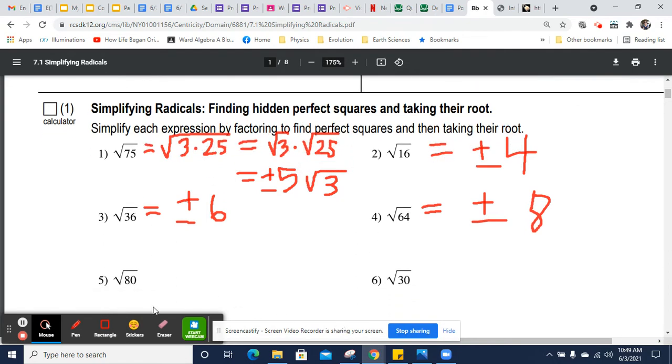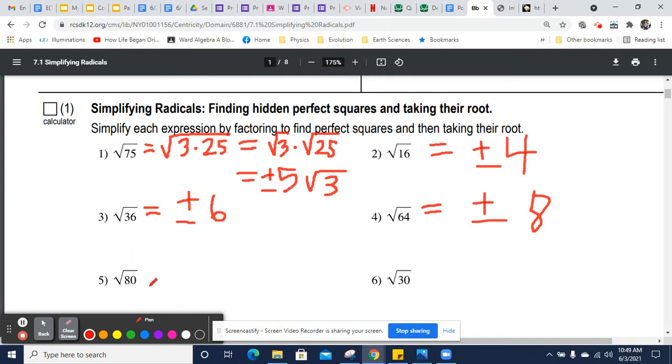Usually those drawings move with me. Okay, so I've got 80 and I've got 30. So, square root of 80. What you want to do is break 80 into its factors. I'm going to let you pause the video and see if you can come up with all of the prime factors of 80 and then see if there's any pairs there.